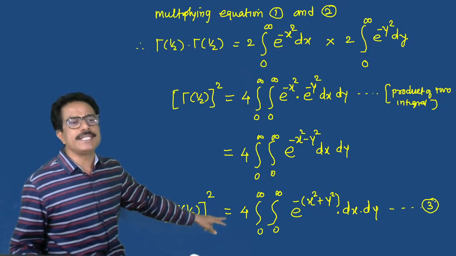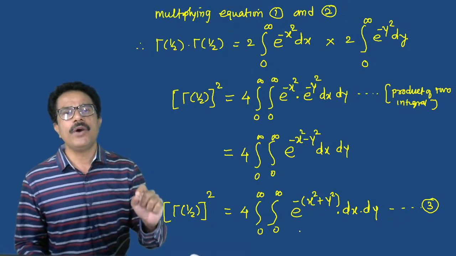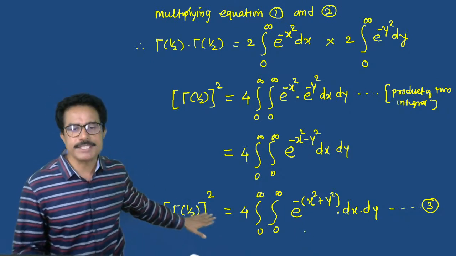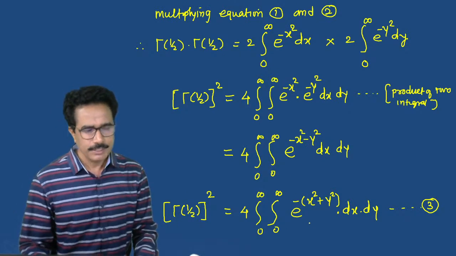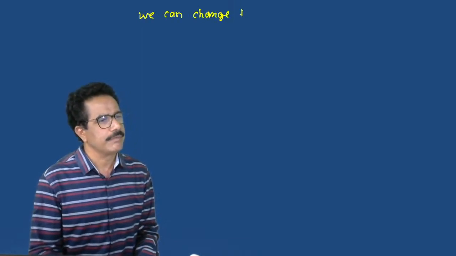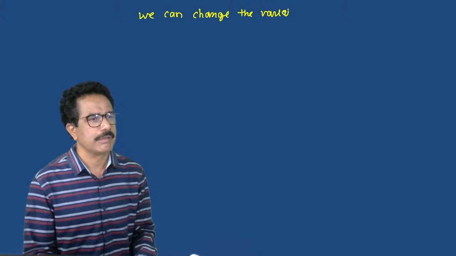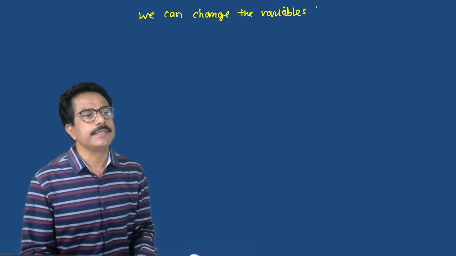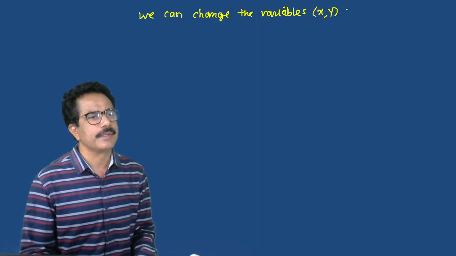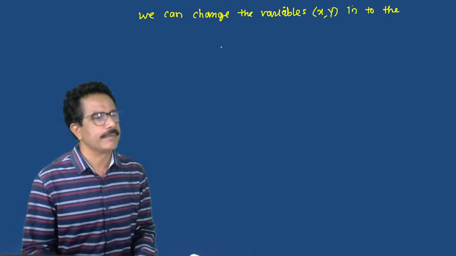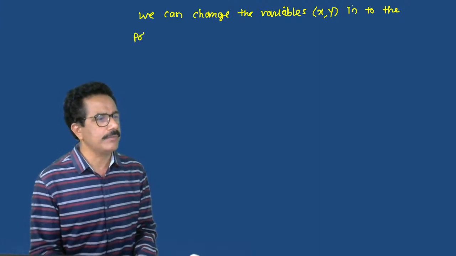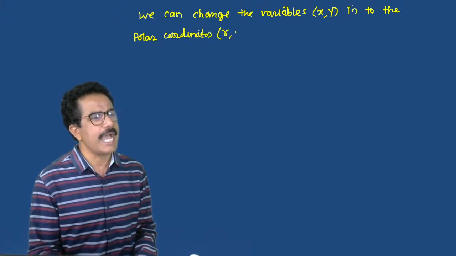Now we have to change this integral in the form of a polar. Now we can change the variables, that is x comma y, into the polar form, that is r comma theta.